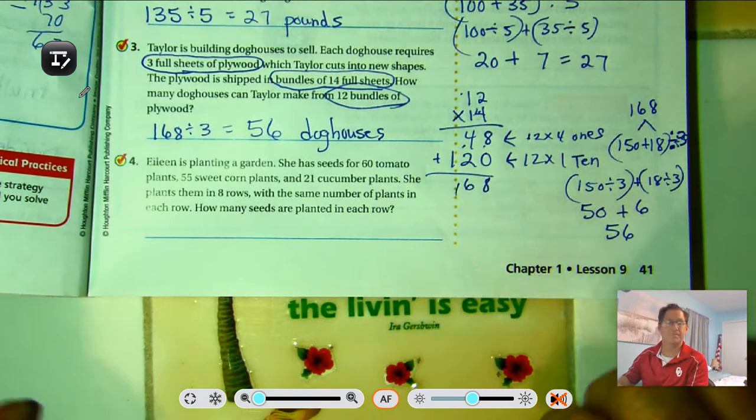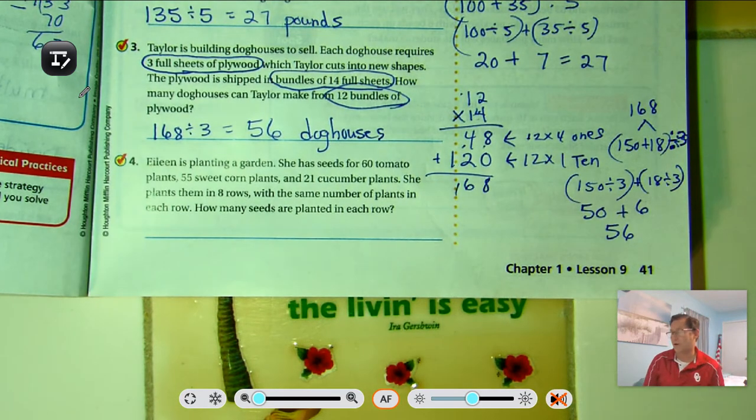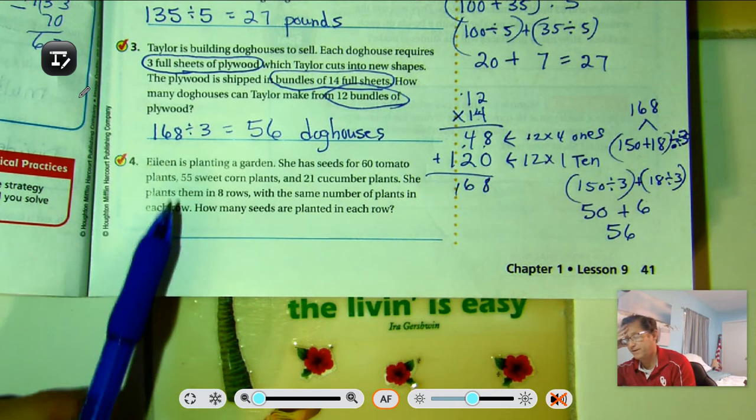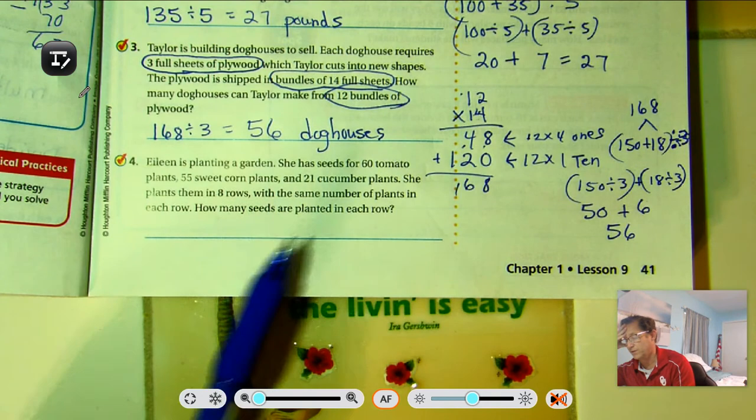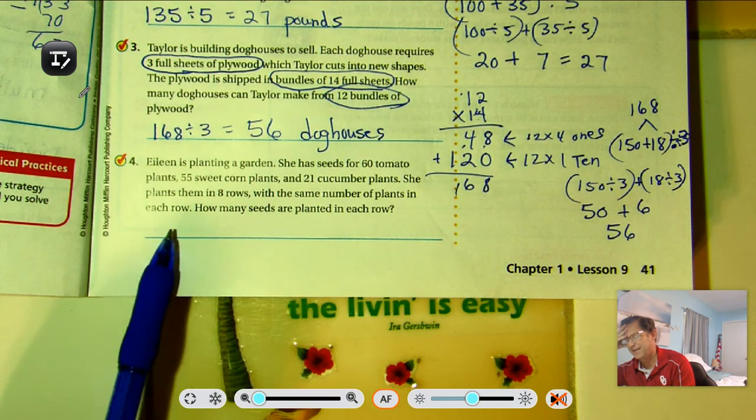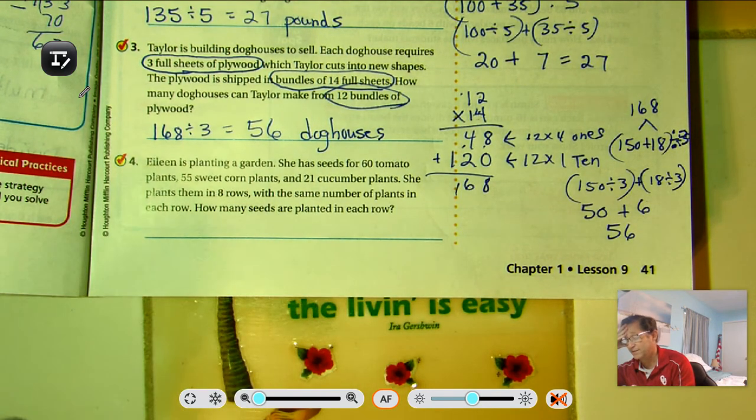Number 4. Eileen is planting a garden. She has seeds for 60 tomato plants, 55 sweet corn plants, and 21 cucumber plants. She plants them in 8 rows, with the same number of plants in each row. How many seeds are planted in each row?